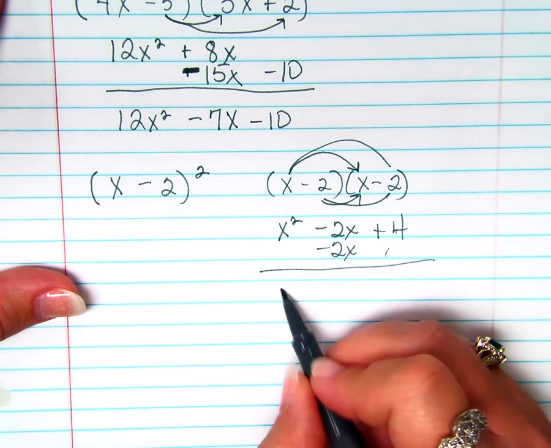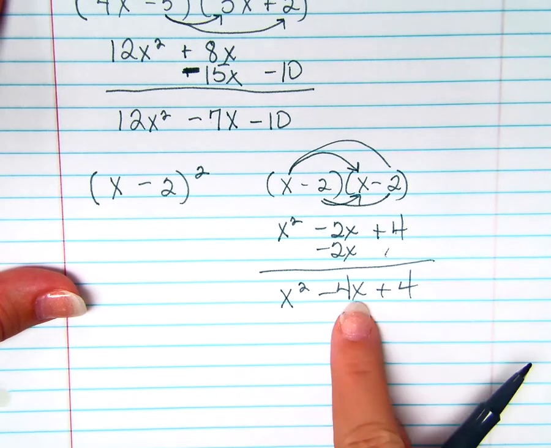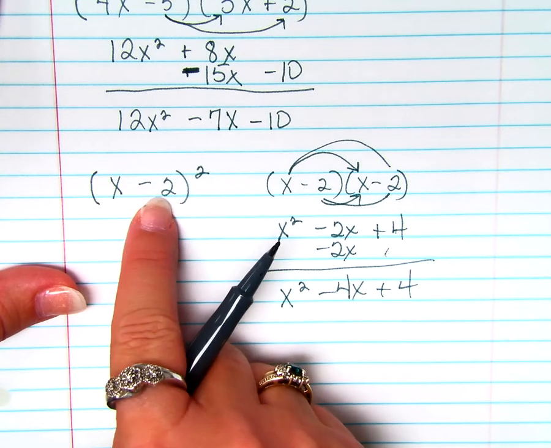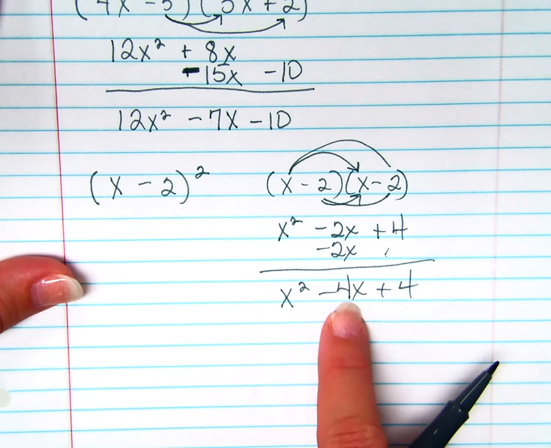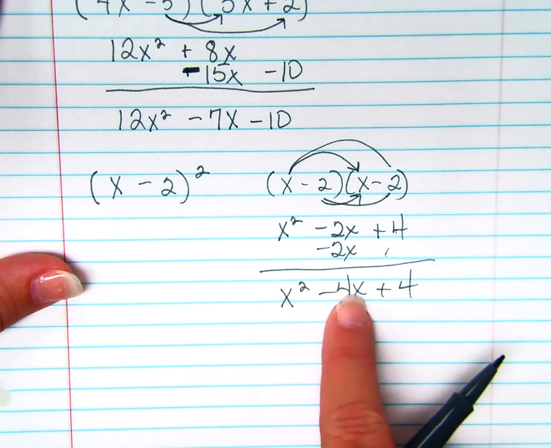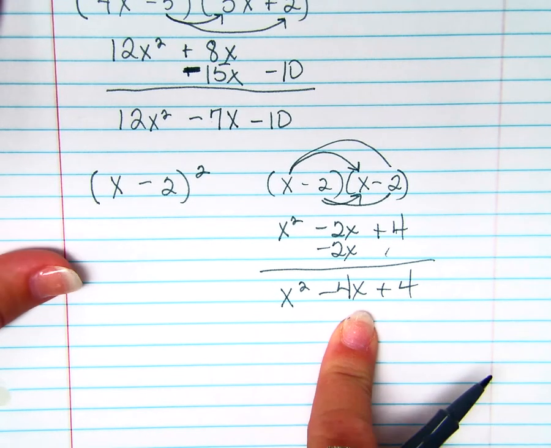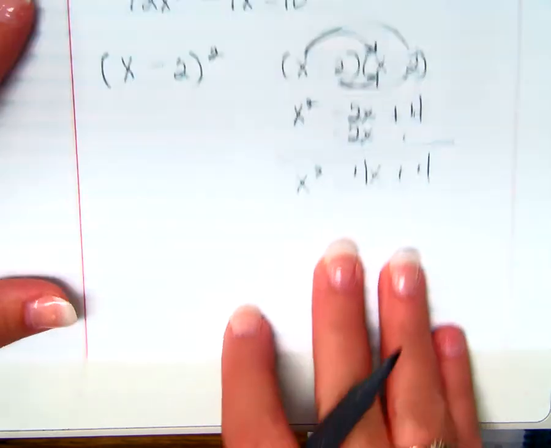But guys, the point is, when I combine all my like terms together, I actually have a third term. I don't just have x squared plus 4, which is what I would get if I squared this term and squared this term. I have a third term. And if I leave this out, I will get it wrong every time. So can we just decide that we're not going to leave it out? Is that okay with you guys? Then let's do another one.